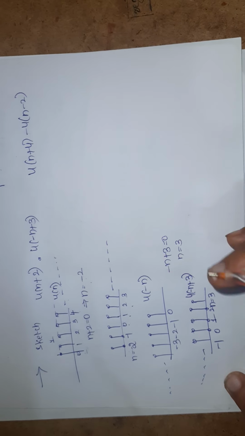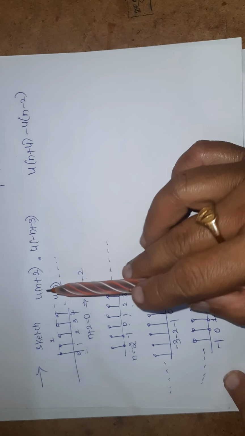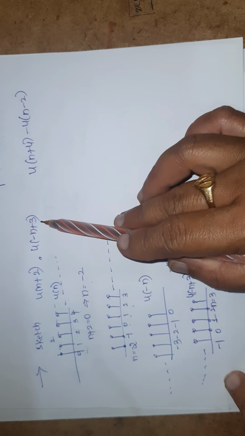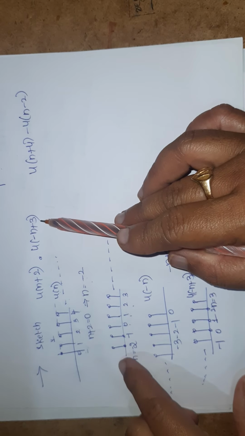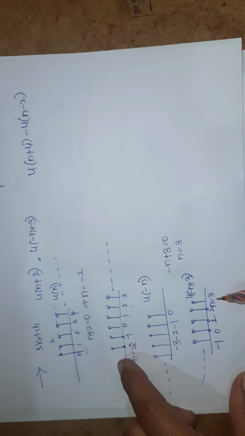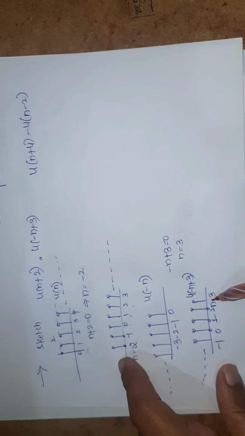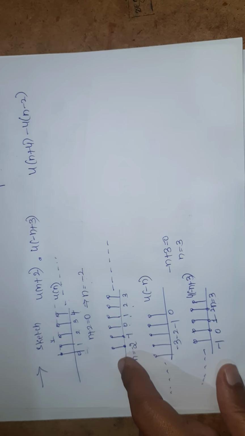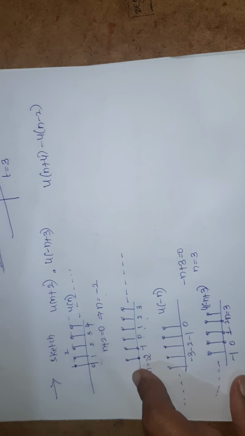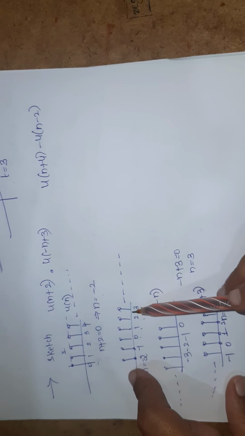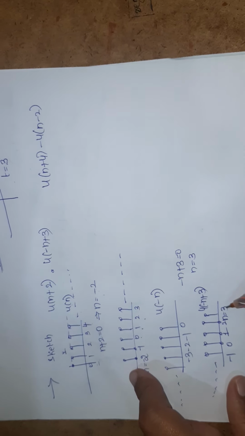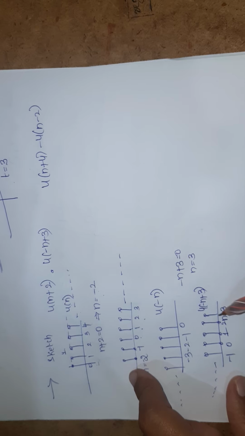On right side, no samples. Now multiply u of n plus 2 into u of minus n plus 3. This is u of n plus 2 and this is u of minus n plus 3. These two samples should be multiplied. If the samples are multiplied, the corresponding n values we have to consider and multiply.